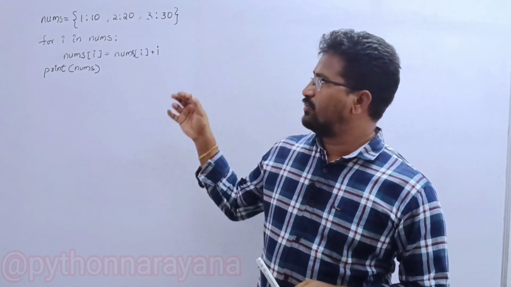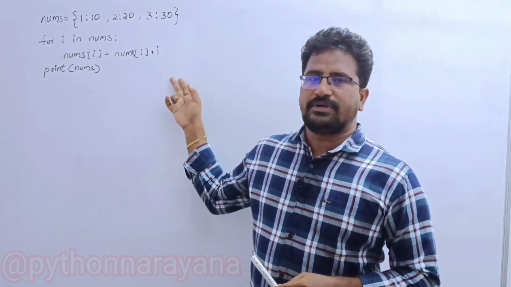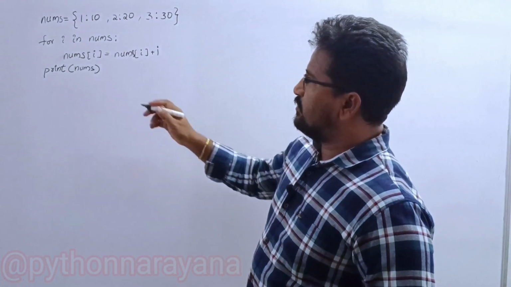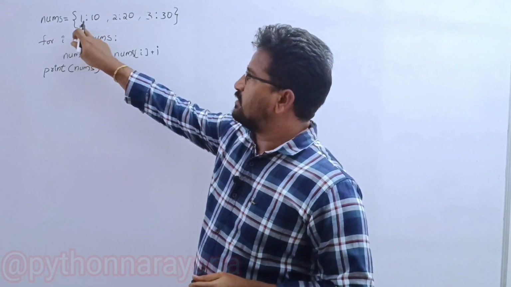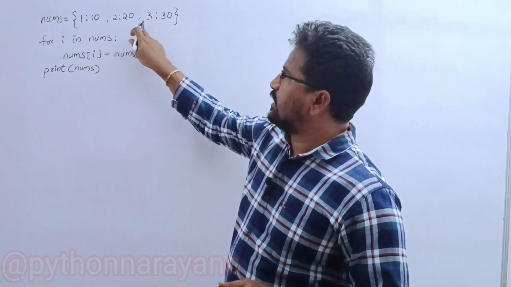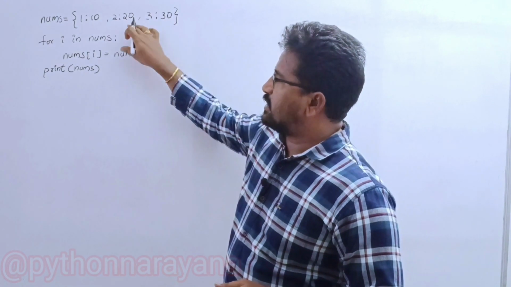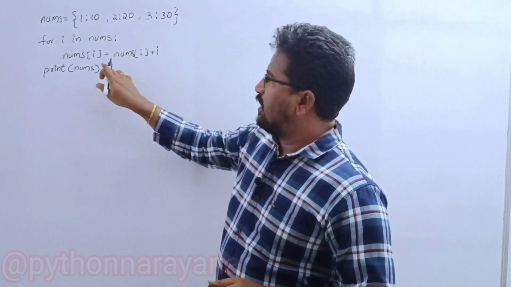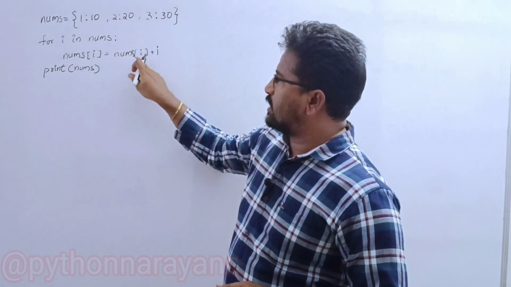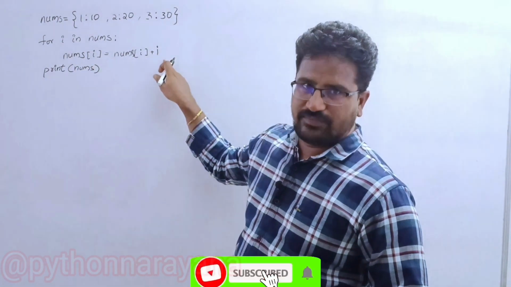Now, let's go to the next program. This number is 4. So here, we are taking one dictionary. In the dictionary, we have key value pairs like 1:10, 2:20, 3:30. On that one, some for loop is given. And in the for loop, dict[i] = dict[i] + i.